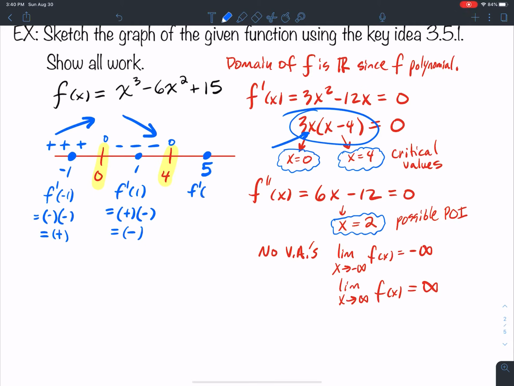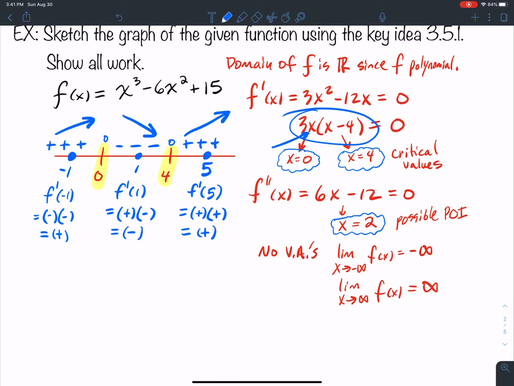Okay, and then f prime of 5 is going to be, well, 5 times 3. That actually gets me a positive 15, and then 5 minus 4 is still a positive 1, so that's positive there. So we're positive, positive, positive derivative. That means we are an increasing function at that point right there. Okay?